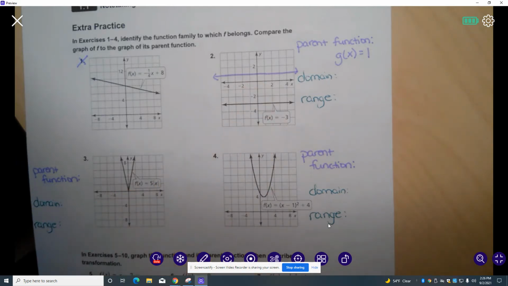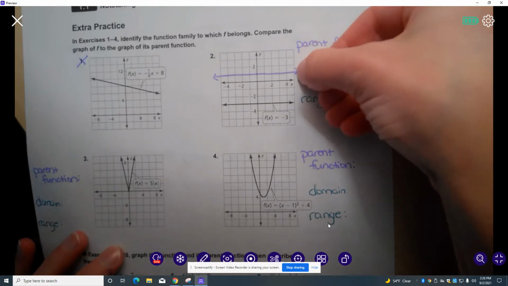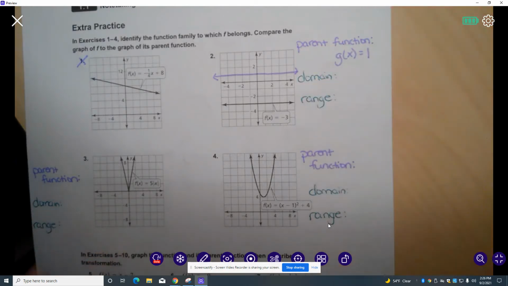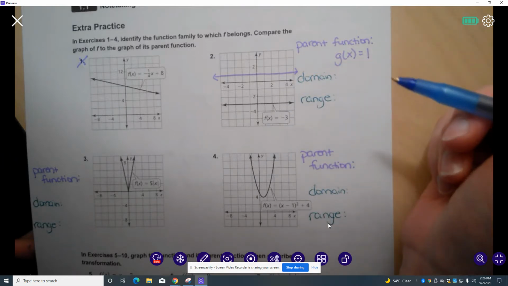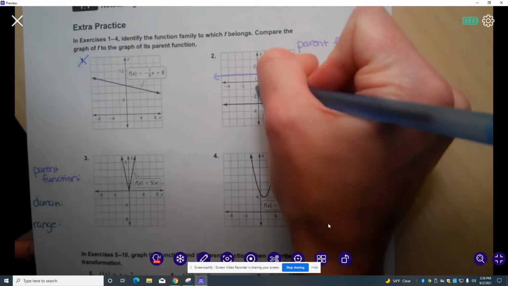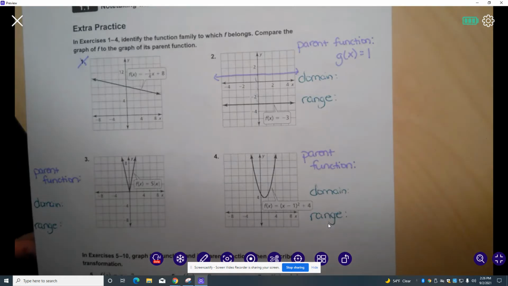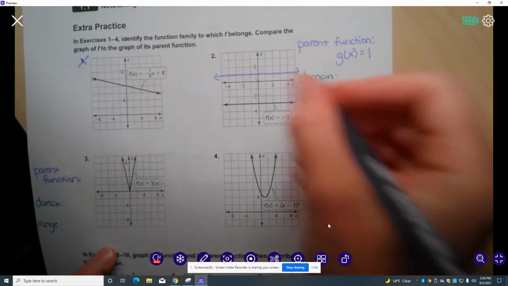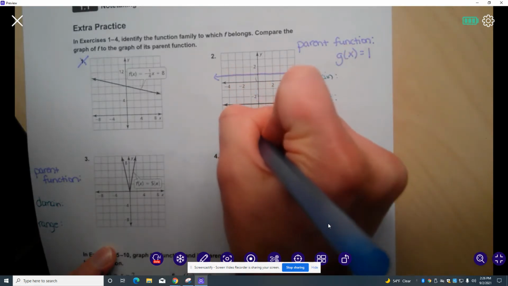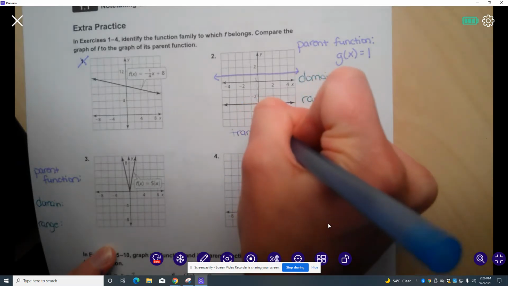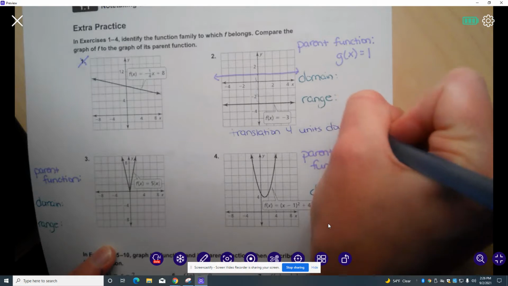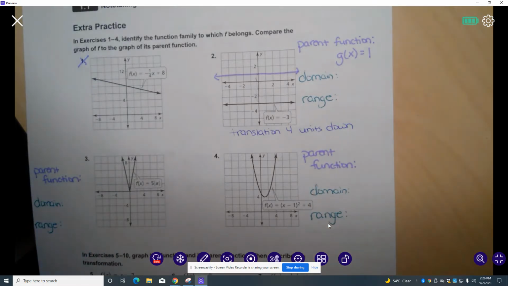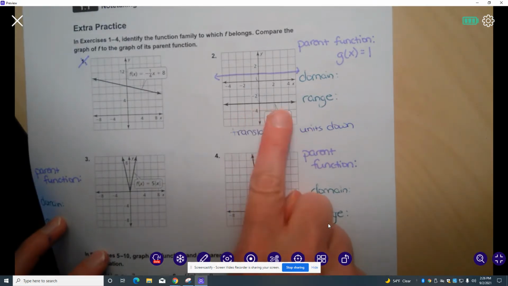So we're asking ourselves, how do we go from the parent function to our new function? What happens? We can see that it's a shift or a translation down 4 units. Okay. So it compares because it's a translation 4 units down. Okay. Now let's talk about the domain and range of this function here.